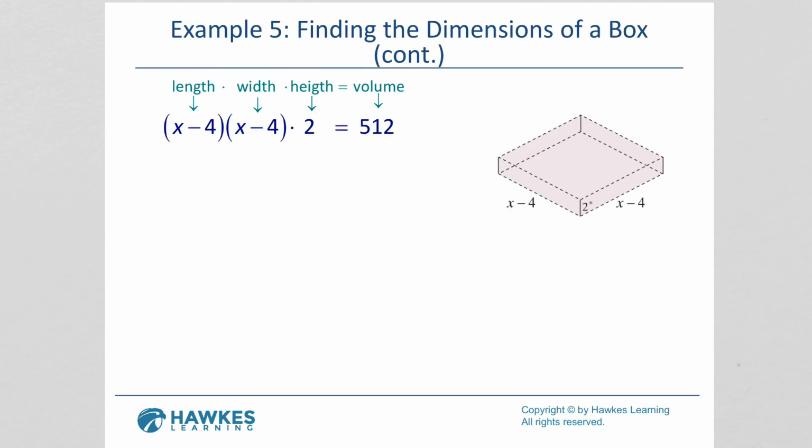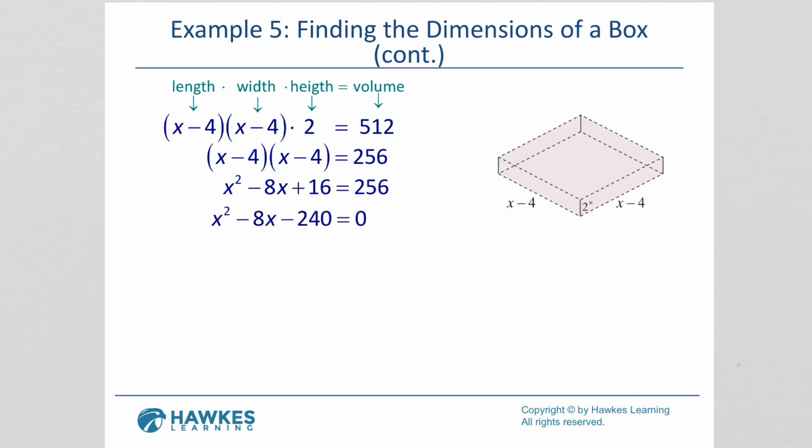So here's a visual of it in 3 dimensions. So the 2 sides are x minus 4, length and width, whichever way you want to call it, and then the height is 2. So the length x minus 4 times the width x minus 4 times the height 2 is all equal to 512, which is x minus 4 times x minus 4 equals 256. So there we divided both sides by 2. And then x squared minus 8x plus 16, after I multiply that out, is equal to 256. Now I subtract 256 from both sides, and I end up with x squared minus 8x minus 240 equals 0.